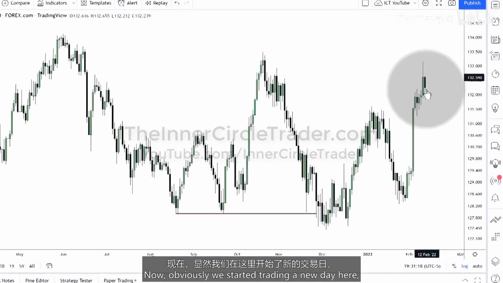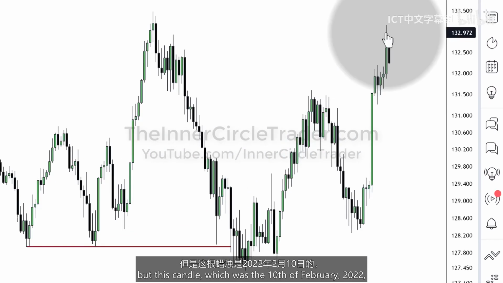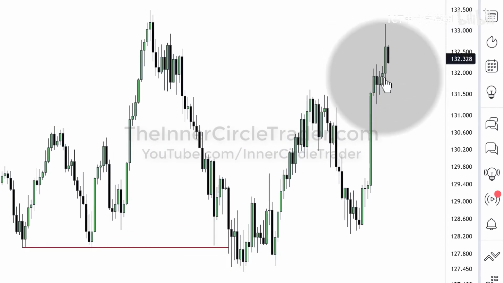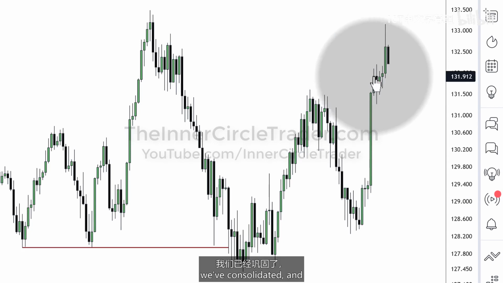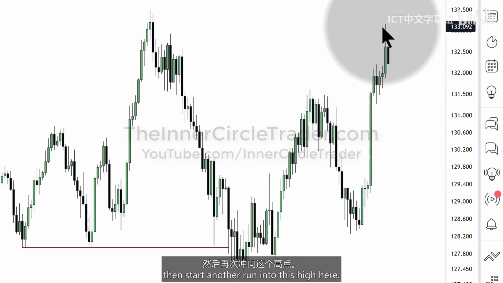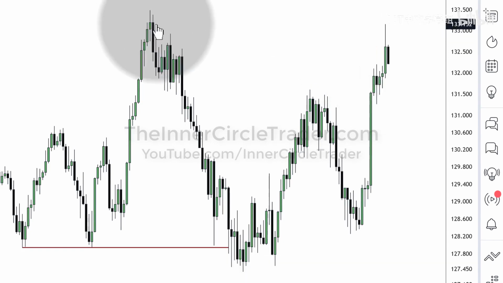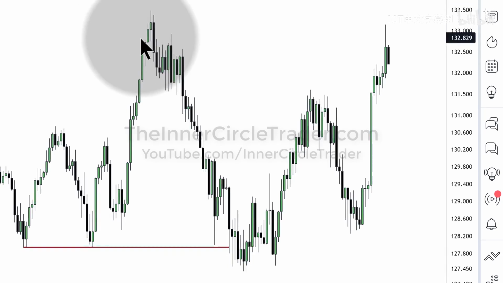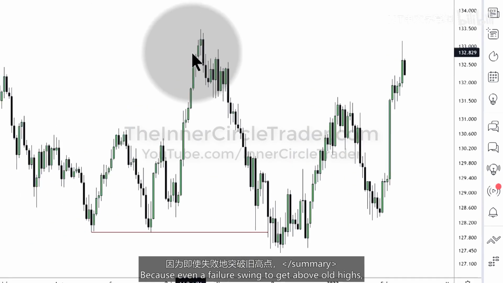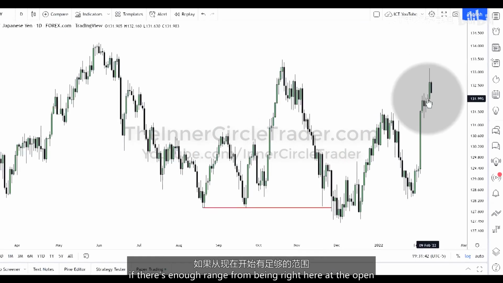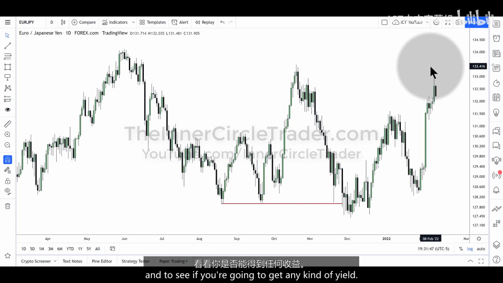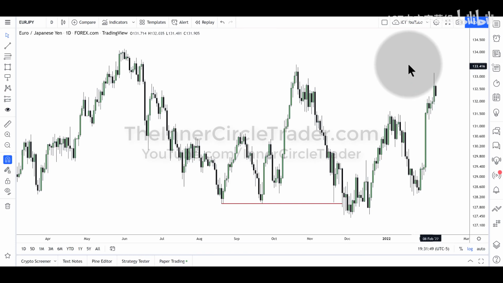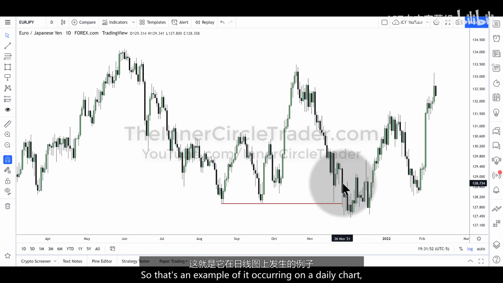Now, obviously, we started trading a new day here, but this candle, which was the 10th of February, 2022, this daily candle, we could trust that this was likely to go higher because we went up, we've consolidated, and then start another run into this high here. Again, whether it trades through it or not, it's irrelevant, okay? Because even a failure swing to get above old highs, if there's enough range from being right here at the open to reaching up to here, that's enough to take a stab at it and to see if you're going to get any kind of yield. So that's an example of it occurring on a daily chart.